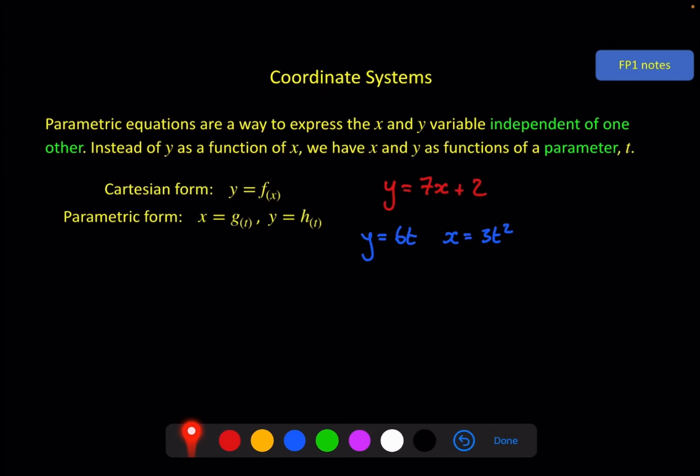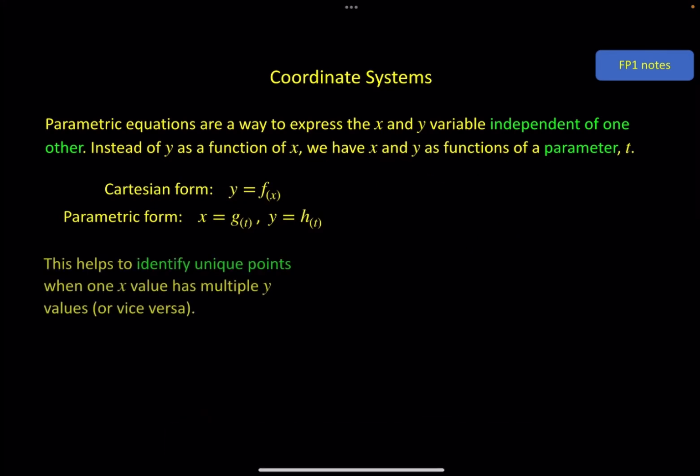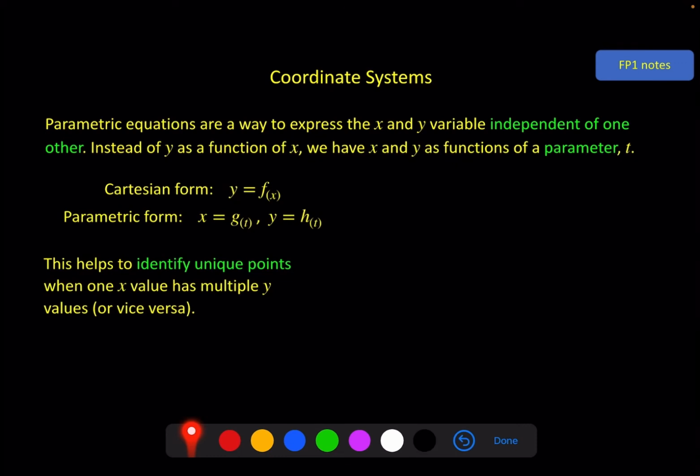You might immediately ask the question, why? And that's a good question to ask. One reason is because on certain graphs this helps us to identify unique points.